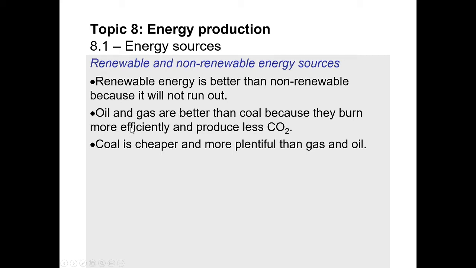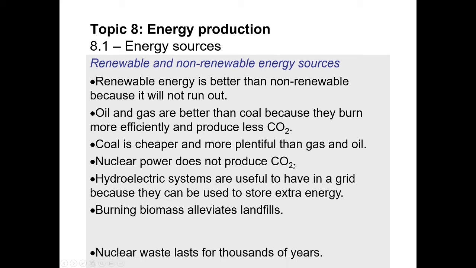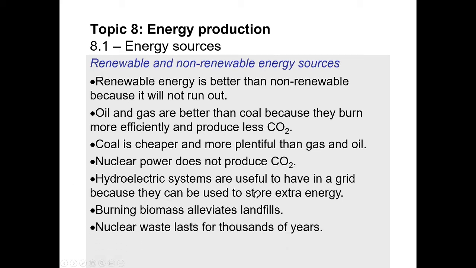Okay, so let's see. Oil and gas are better than coal because they burn more efficiently and produce less carbon dioxide. Coal is cheaper and more plentiful than gas and oil. That's true. We have a lot of coal. Now, nuclear power is advantageous because it doesn't have pollution. There's no byproducts in that sense. It does have nuclear waste, however. Hydroelectric systems are useful because they can store extra energy. That's why you have dams.